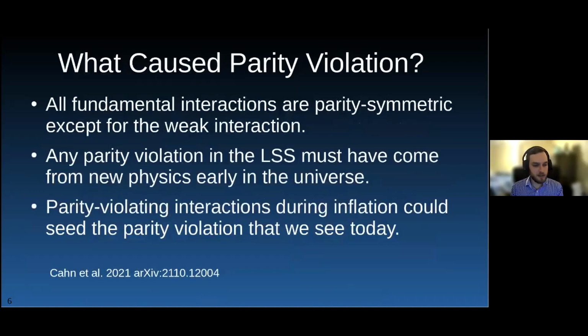So if there is in fact parity violation in the large-scale structure, the natural question is what could have caused this parity violation? We know that all fundamental interactions are parity symmetric, except for the weak interaction. However, the weak interaction really didn't play any significant role in the formation and evolution of the large-scale structure of matter. So any parity violation in the large-scale structure must have come from some new physics early on in the universe. A parity violating interaction during inflation could potentially seed the parity violation that we observe today.